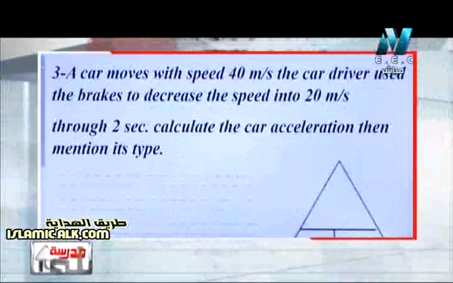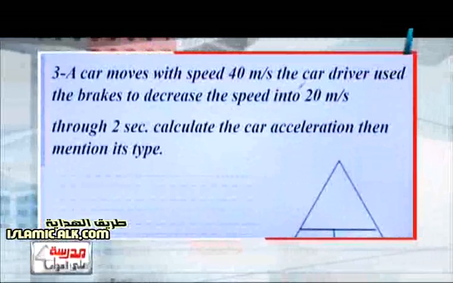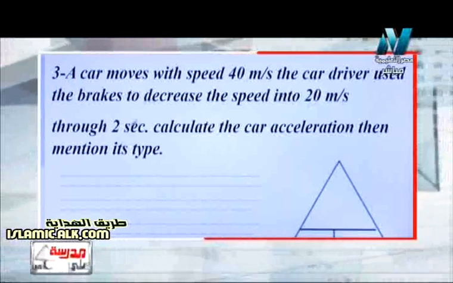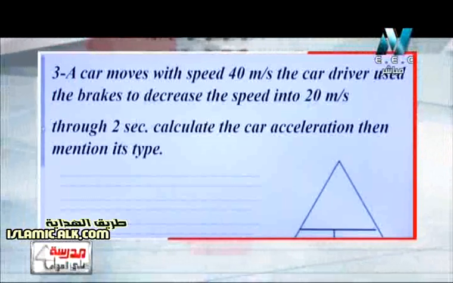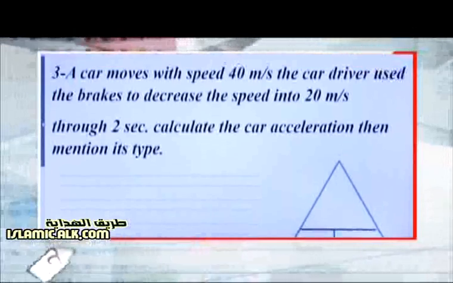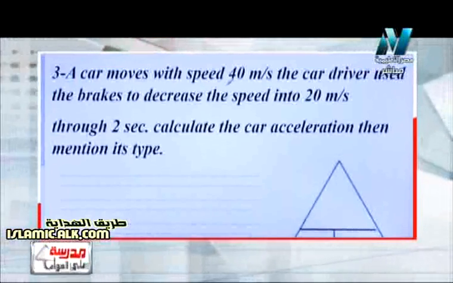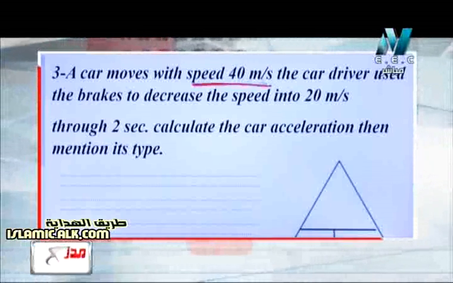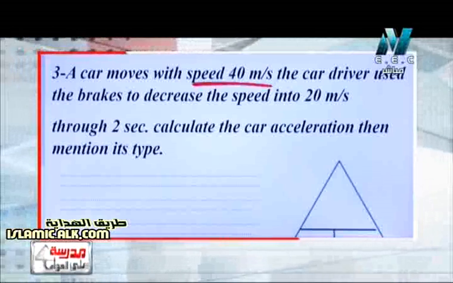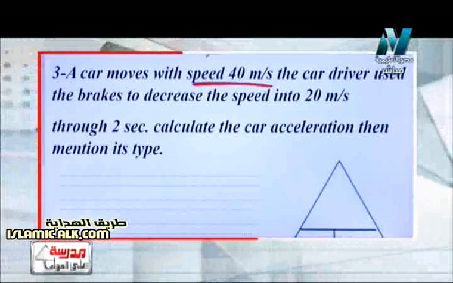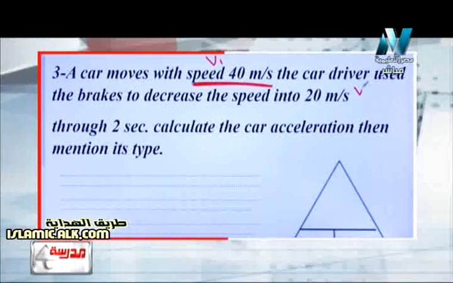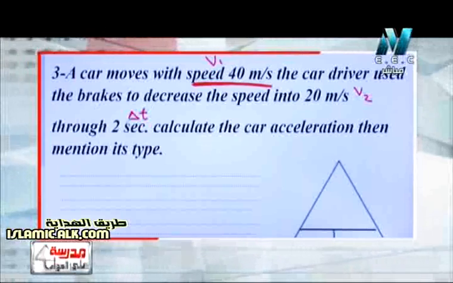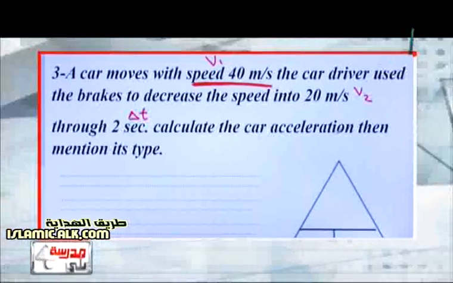We have a question here. A car moves with a speed of 40 meters per second. The car driver used the brakes to decrease the speed to 20 meters per second through 2 seconds. Calculate the car acceleration, then mention its type. We have the first speed of the car, 40 meters per second, V1, and here we have V2, through 2 seconds, as delta t equals 2 seconds.